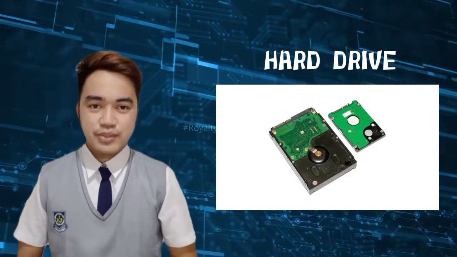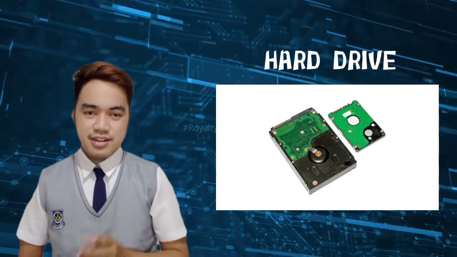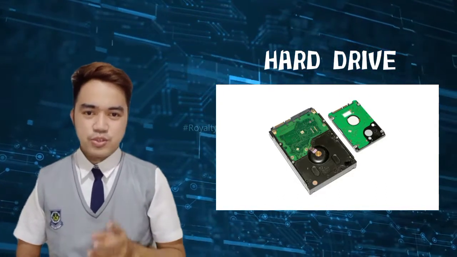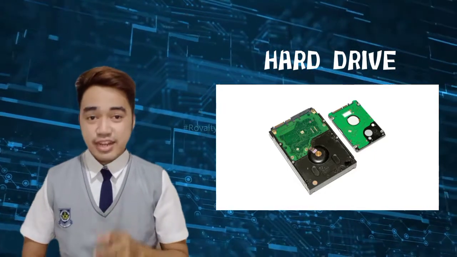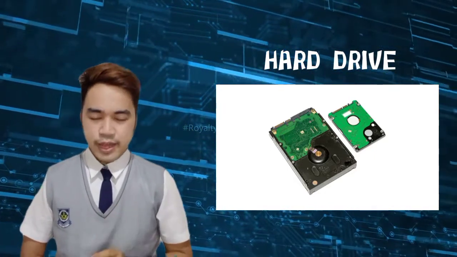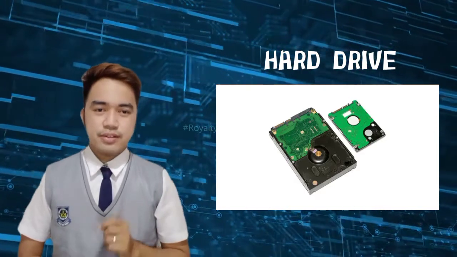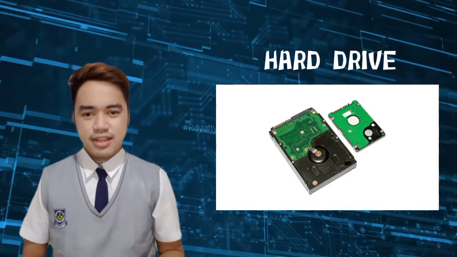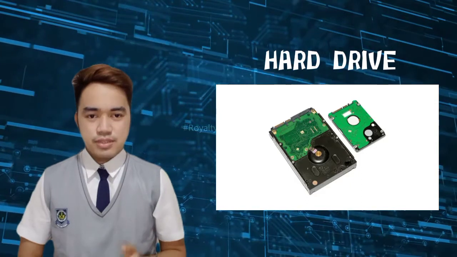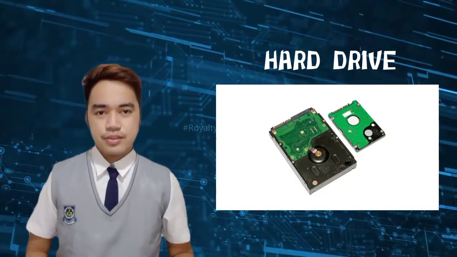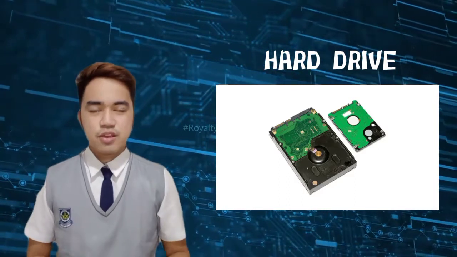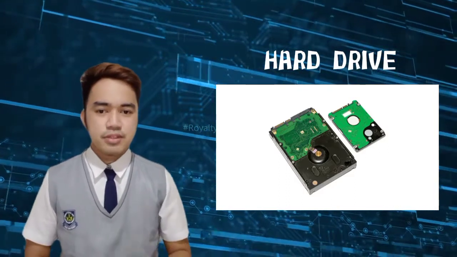Okay, the next one is the hard drive. A hard drive is found in most computers. It is usually a mechanical device or drive that stores all the data. Apart from storing data, it can also be used as a boot drive to run the operating system from it. An operating system is a software program that makes a computer usable.